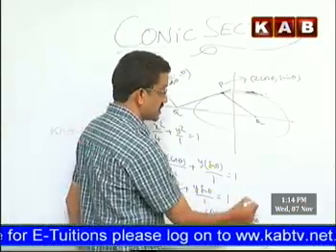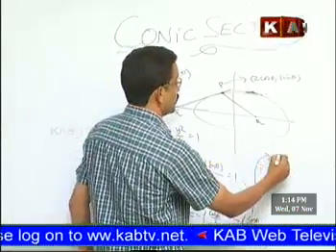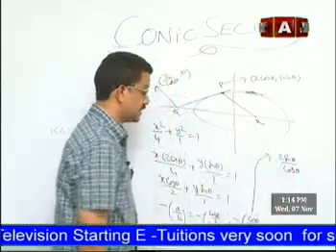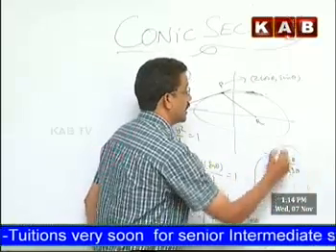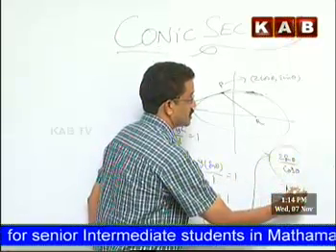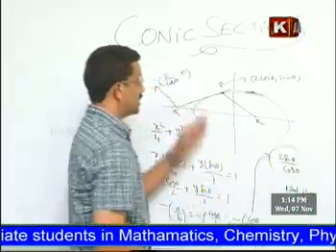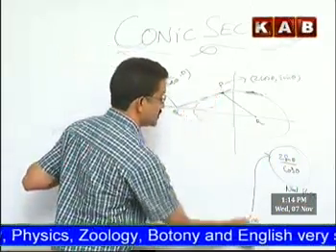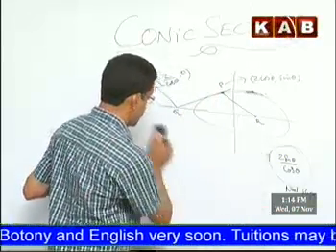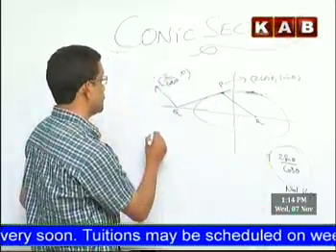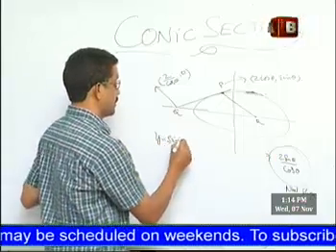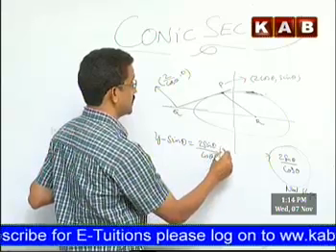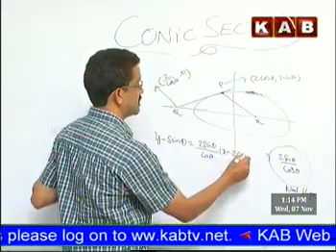When the tangent slope is this, the normal slope will be 2 sin theta by cos theta. That is the normal slope. So what is the equation of normal at P? The equation of normal at P is y minus y1 is equal to the slope of normal, 2 sin theta by cos theta, into x minus x1. This is the normal equation.